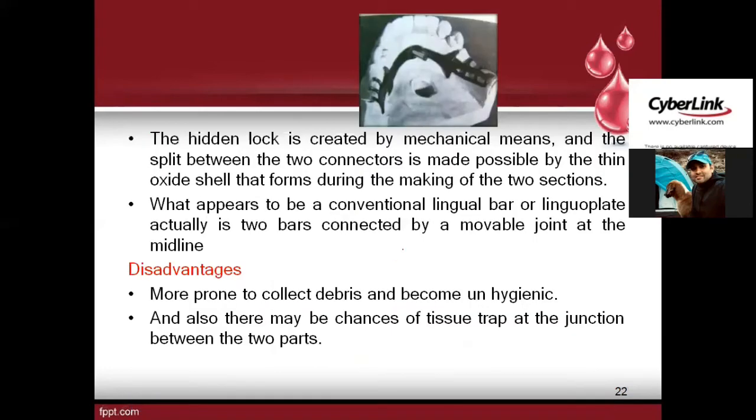The hidden lock is created by mechanical means and the split between the two connectors is made possible by the thin oxide shell that forms during making of two connections like this. What appears to be a conventional lingual bar or lingual plate actually is two bars connected by a movable joint at the midline. But there are various disadvantages: it is more prone to collect debris and become unhygienic, and also there may be chances of tissue trap at the junction between two parts.